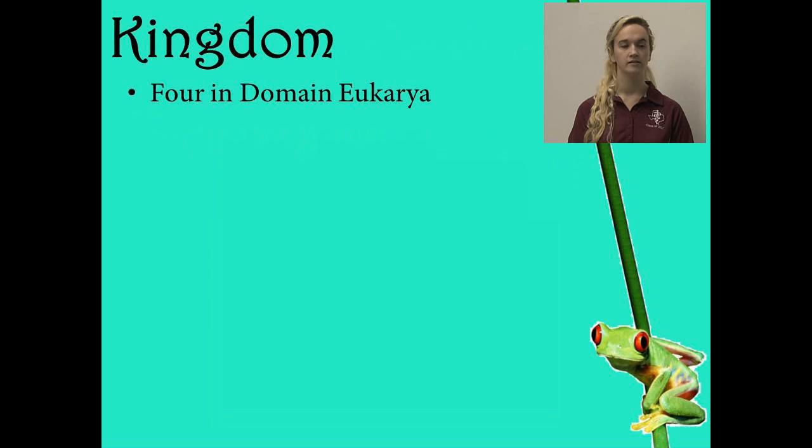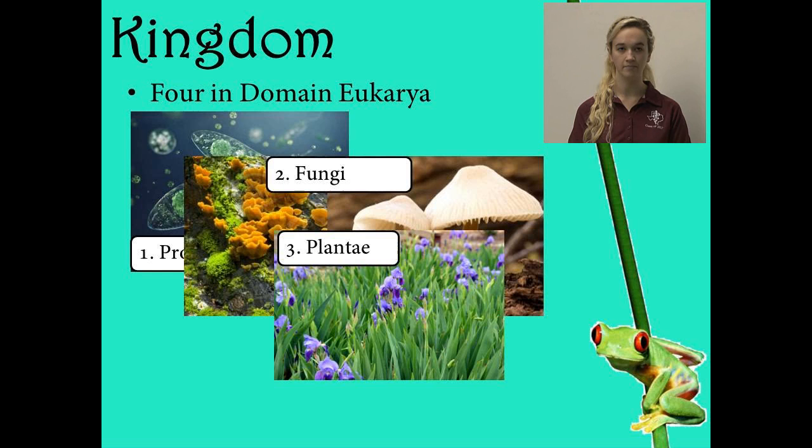So, Do Keep Precious Creatures Organized. That K, do you remember what that K stood for? It stood for kingdom. So there are four kingdoms in the domain Eukarya. There's the kingdom Protista, kingdom Fungi, kingdom Plantae, and kingdom Animalia. And veterinarians need to know about all of these.